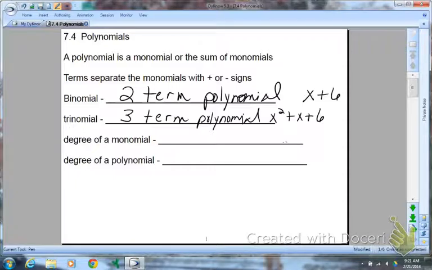The degree of a monomial is the sum of the exponents. And the entire degree of a polynomial is the greatest degree.